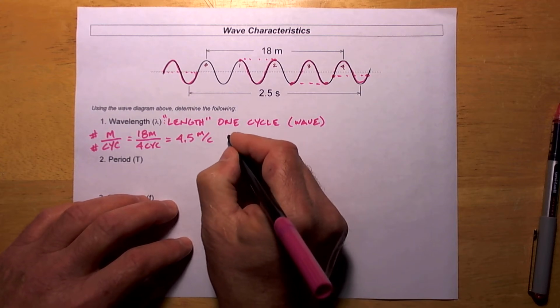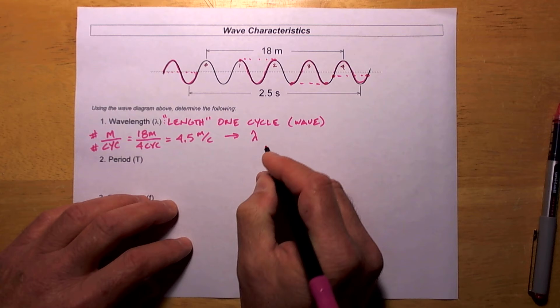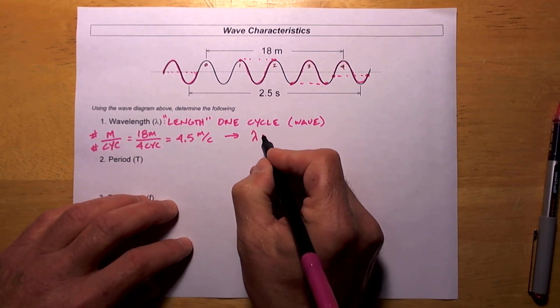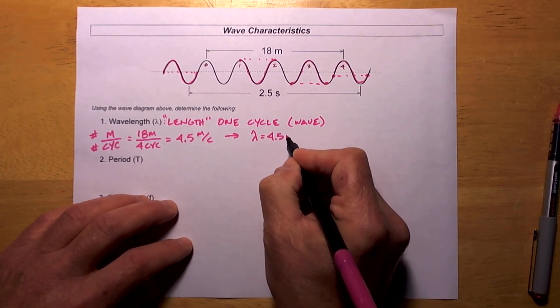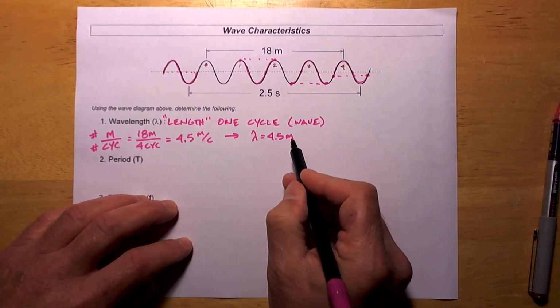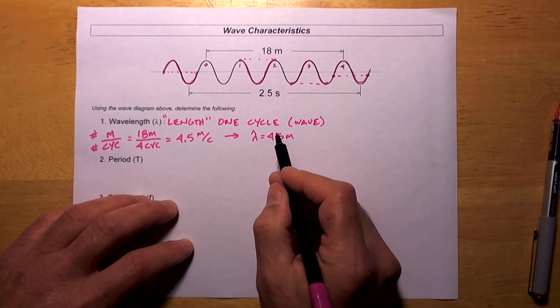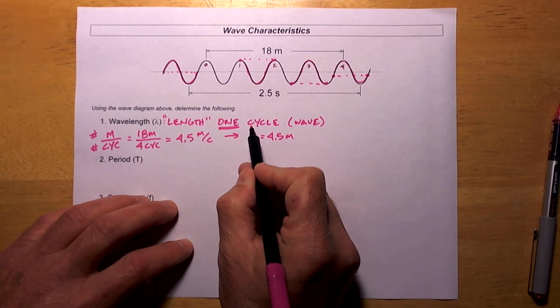Now, therefore, we can report that the wavelength, which is given the symbol lambda, a Greek letter lambda, and that lambda just means the wavelength, or refers to the wavelength, is 4.5 meters. Now, I thought it was meters per cycle. Why didn't I put meters per cycle? So it's just meters because the wavelength, as we said, is defined as the length of one cycle.